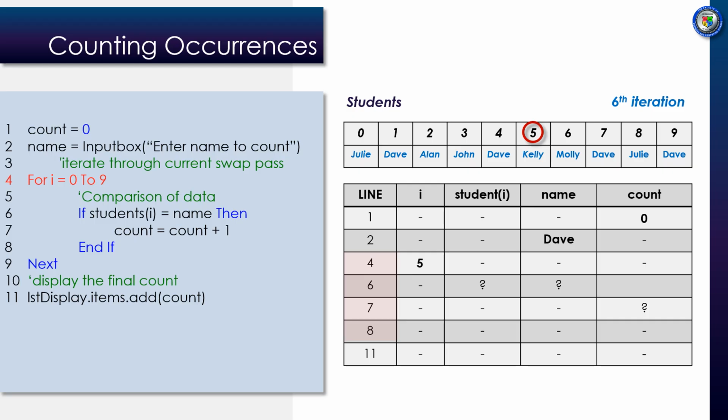Again, round the loop again, and I is now at 5. At that value of our array we have Kelly, and again that does not match our search term, our counter remains at 2. Around the loop I increments to 6. Our comparator this time is Molly, comparing that to Dave, does not match, therefore our counter remains the same.